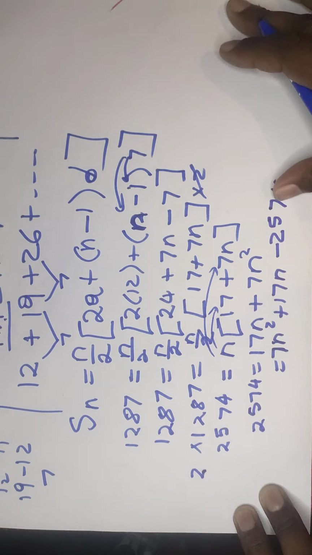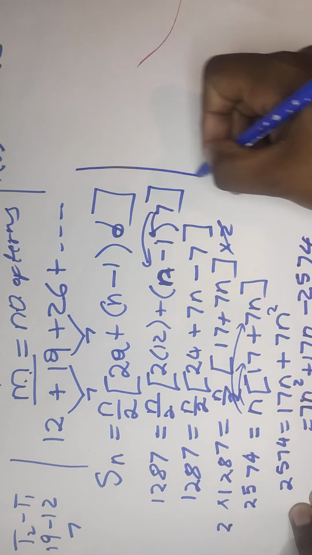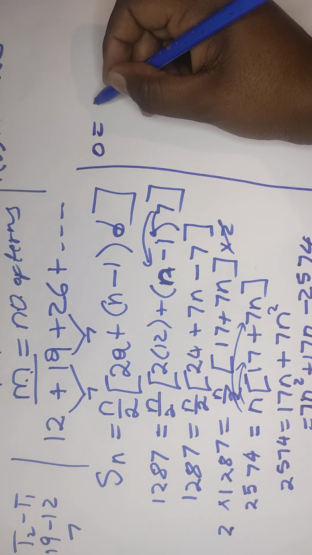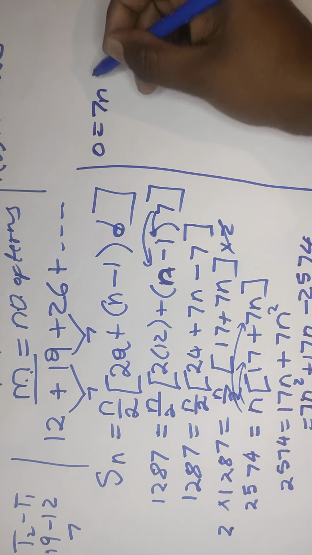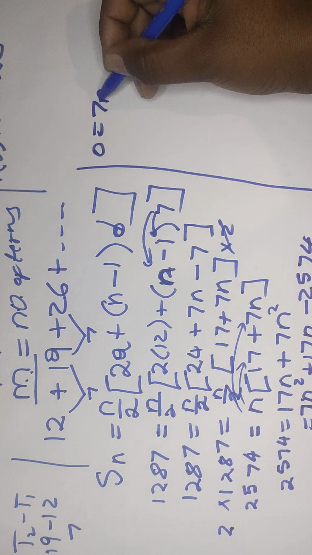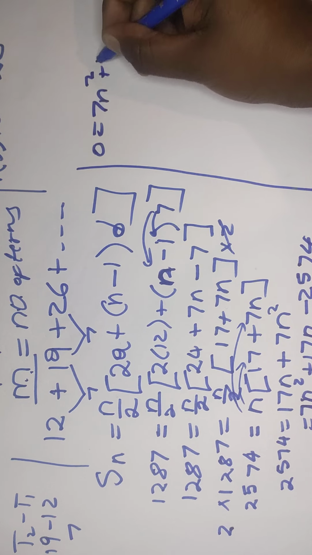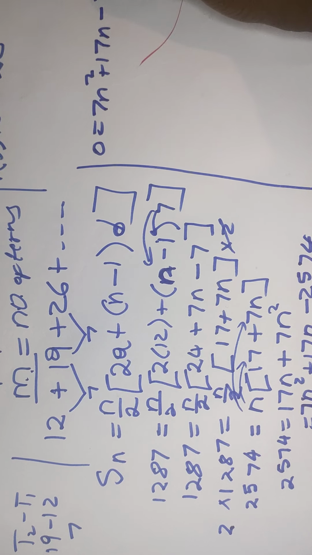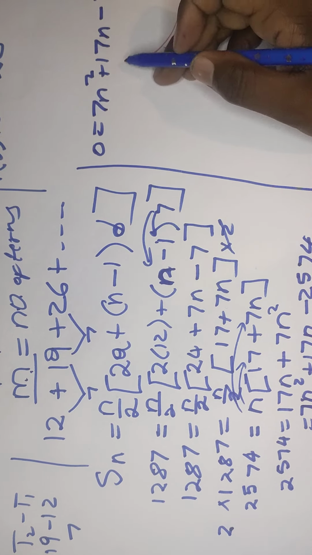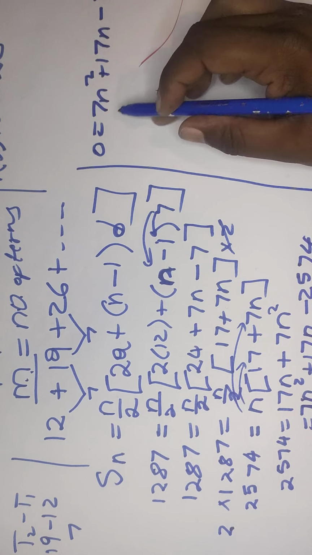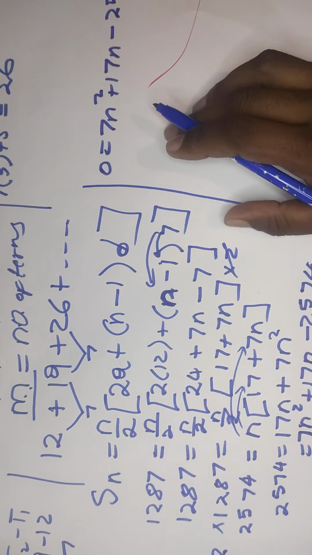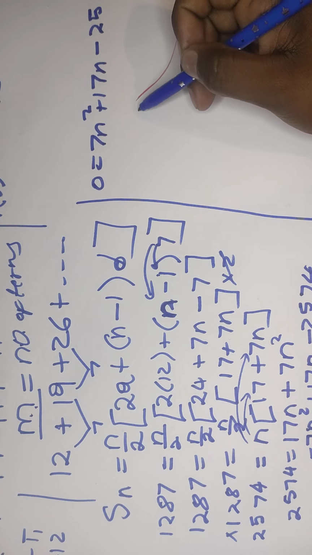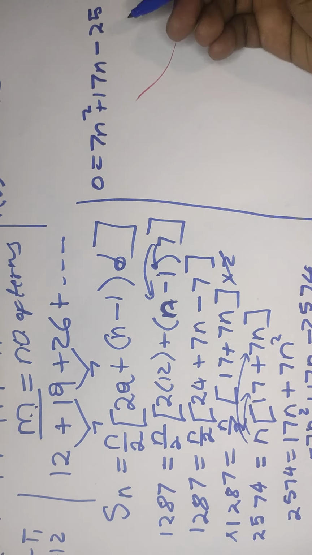Can I continue here? And then this is our 0 is equal to, this is our standard form, 7n squared plus 17n minus 2574. If I were you, I would just go straight to the quadratic formula, which is the simplest one.